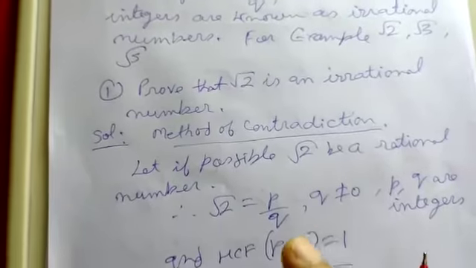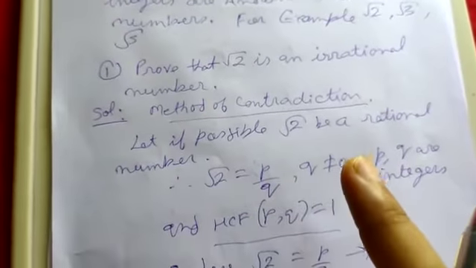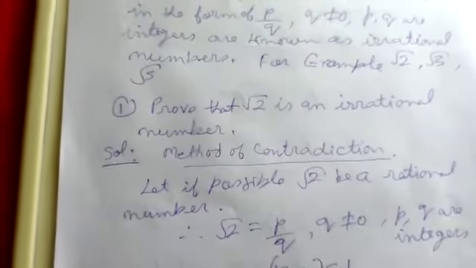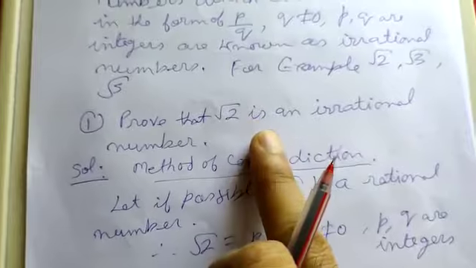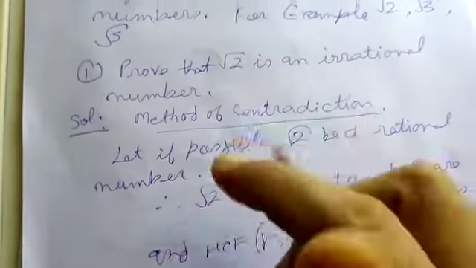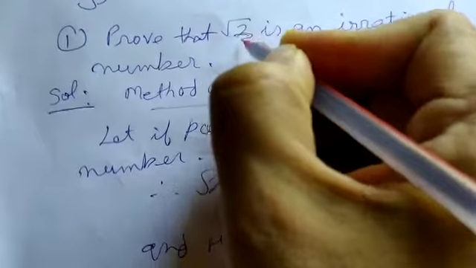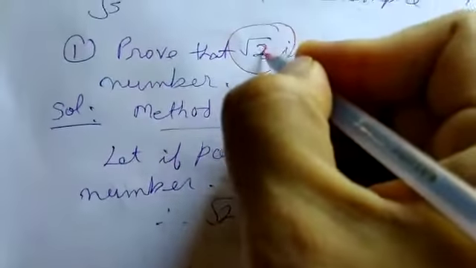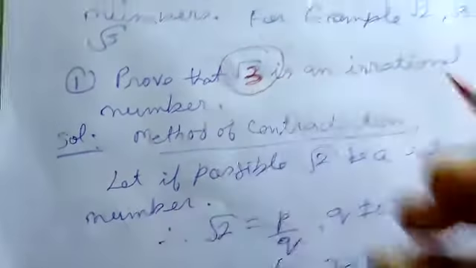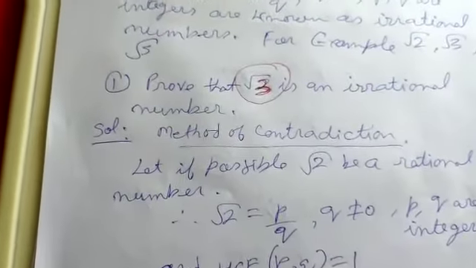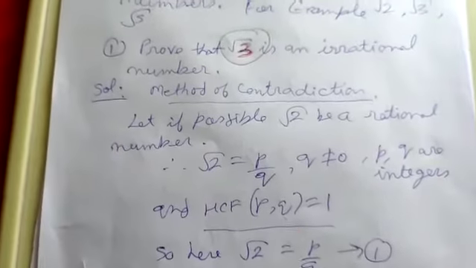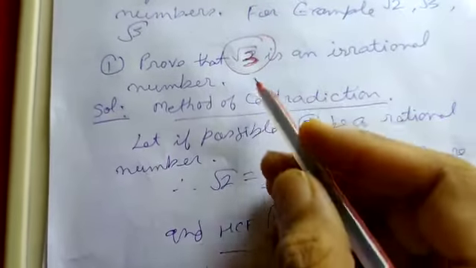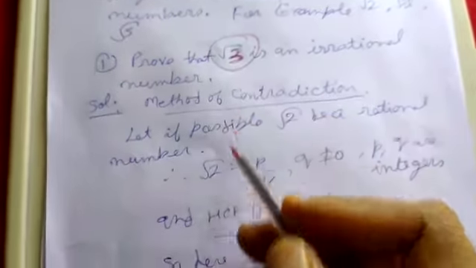Now in the same way we can write the proof for root 3, root 5 and so on. I'll show you how we can write the proof of root 3. Suppose the question is: prove that the square root of 3 is an irrational number. So wherever we have written root 2, we are going to replace that with root 3.